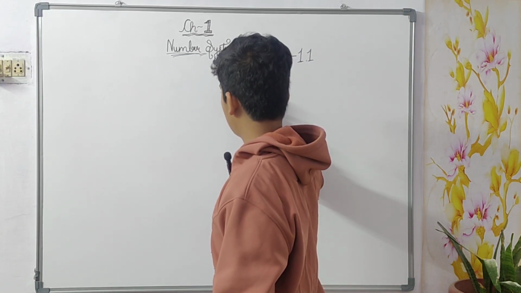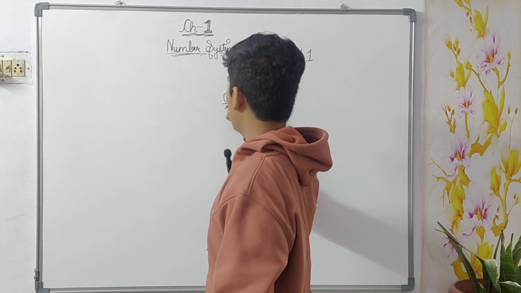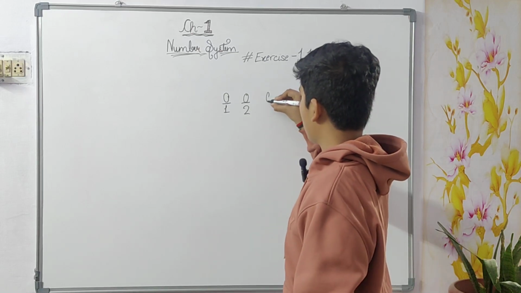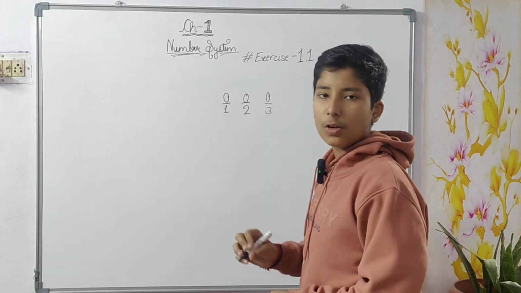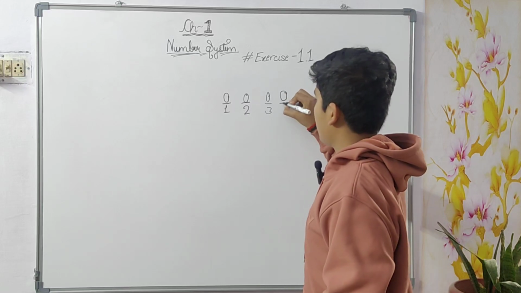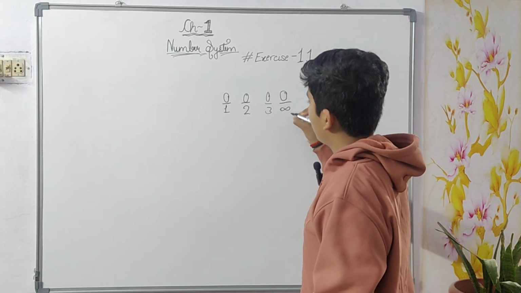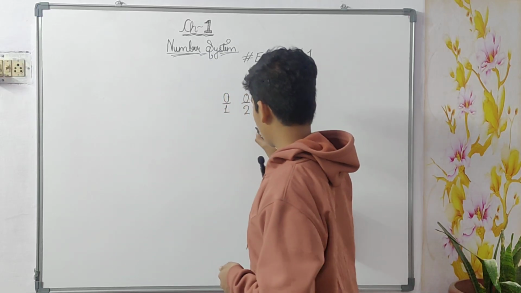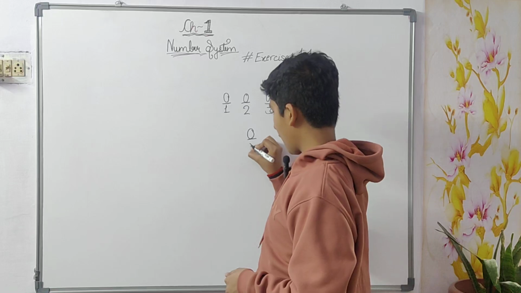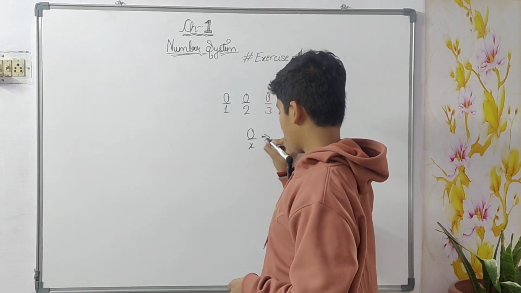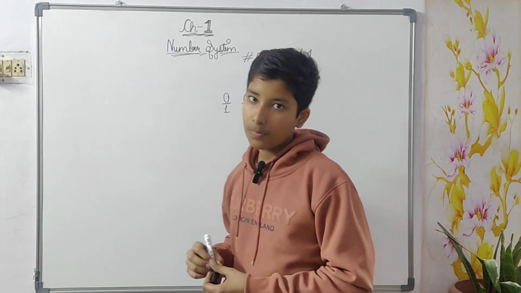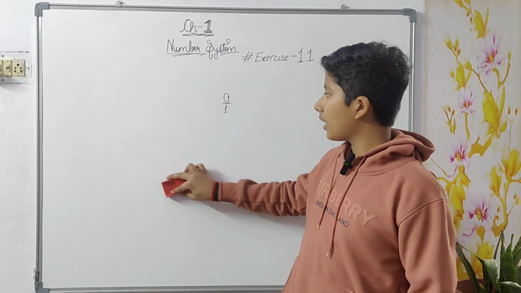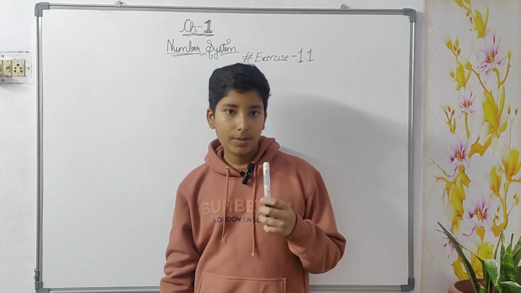Like 0 upon 1, 0 upon 2, 0 upon 3, and 0 upon anything. Even you can write 0 upon infinite. Okay, 0 upon anything is itself. Even if you write 0 upon x, then also it is equal to 0. So if you write anything below 0 upon, the answer will always be 0.